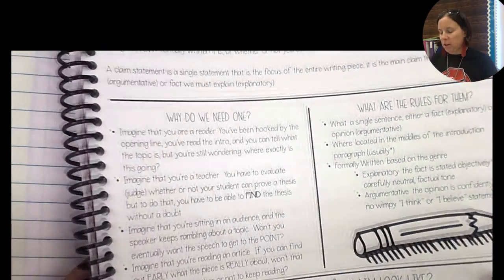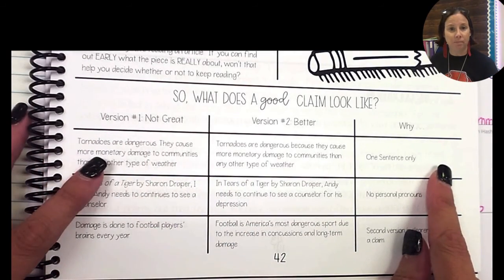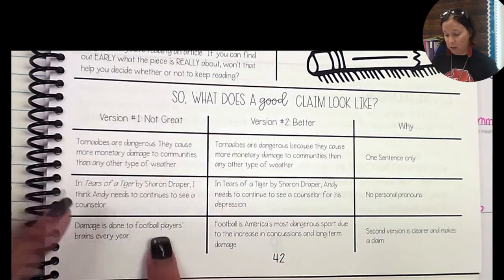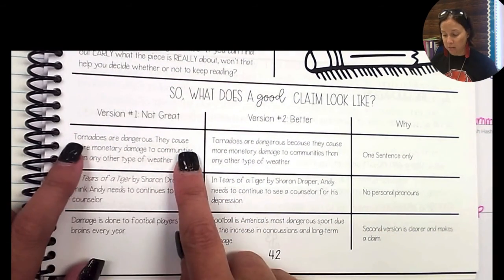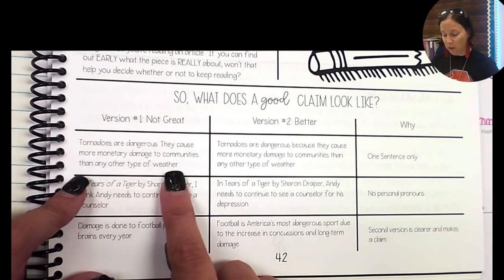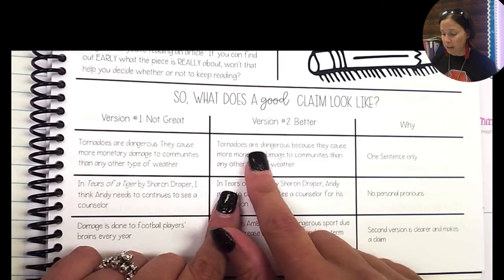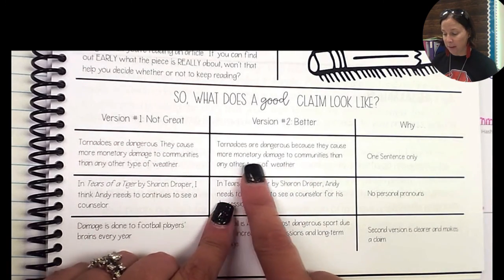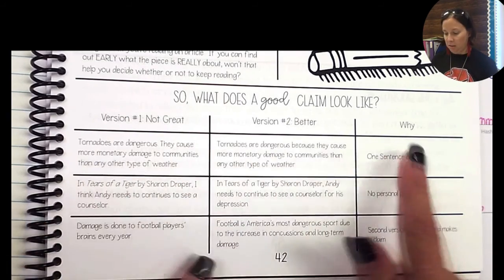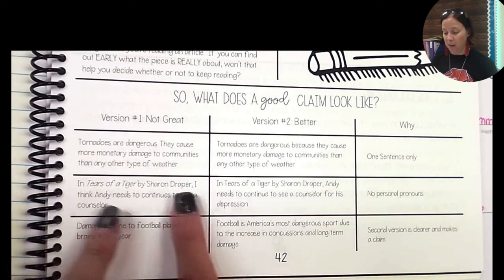So down here then, I have some different examples. So I have: tornadoes are dangerous. They cause more monetary damage to communities than any other type of weather. I'm saying it's not great. Here's a better one. Tornadoes are dangerous because they cause more monetary damage to communities than any other type of weather. The difference here, this is 2 sentences, this one's 1. I want it 1 sentence, okay?